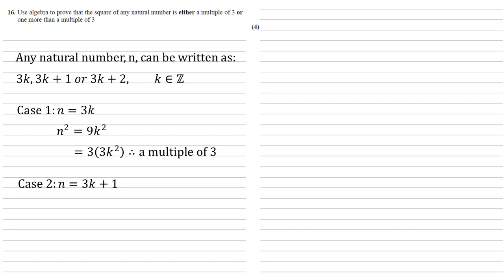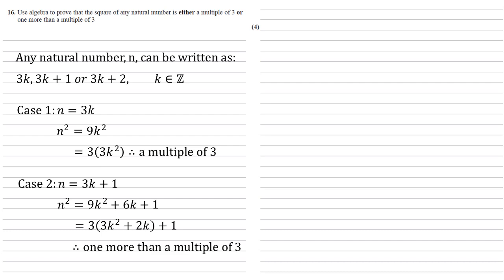Okay, case two, n is equal to 3k plus 1. Again, let's square this. n squared is going to equal 9k squared plus 6k plus 1. Factorizing those first two terms gets us 3 lots of 3k squared plus 2k, and then a plus 1 on the end, hence that's 1 more than a multiple of 3.